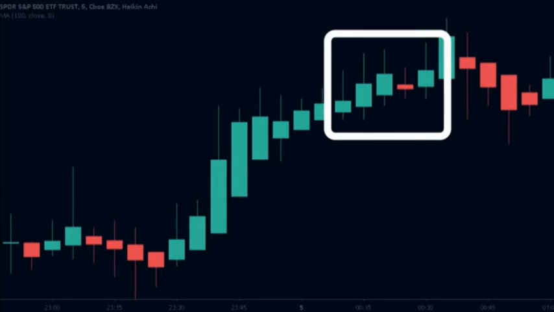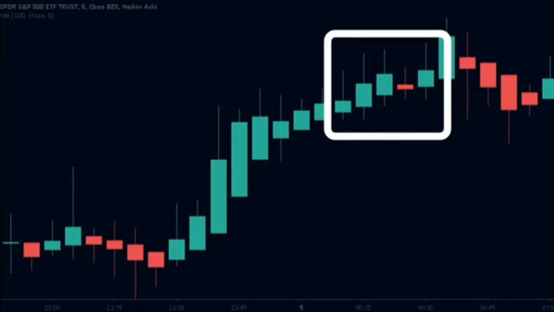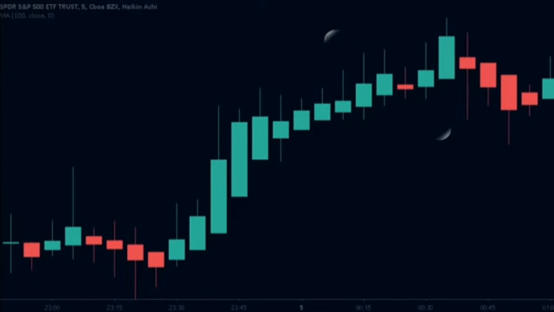When the uptrend becomes weak, the green candles start to have lower wicks. These wicks show that sellers are entering the market. Another thing to notice here is that the bodies of the candles also become smaller. Again, this also shows that the uptrend is becoming weaker.